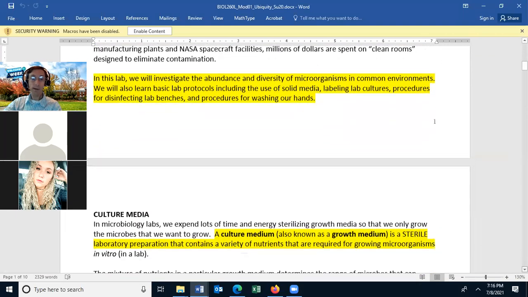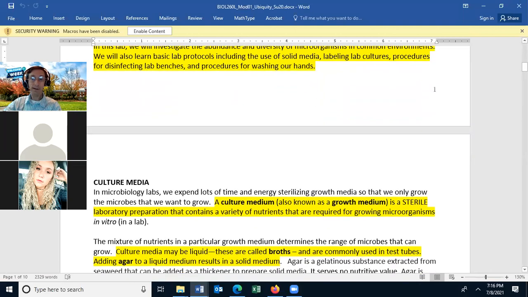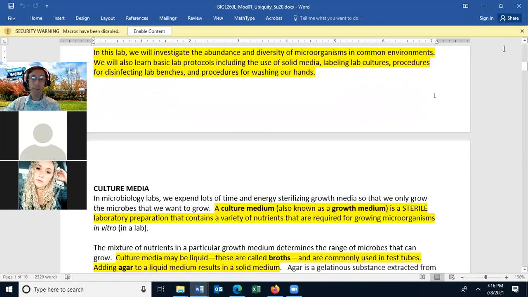In this lab, we're going to investigate the abundance and diversity of microorganisms, and we're also going to learn basic lab protocols, including the use of solid media, labeling cultures, procedures for disinfecting lab benches, and procedures for washing our hands.